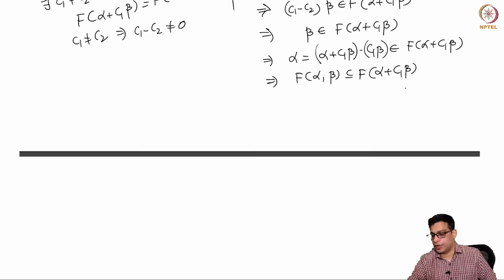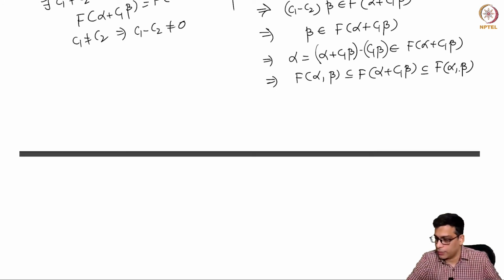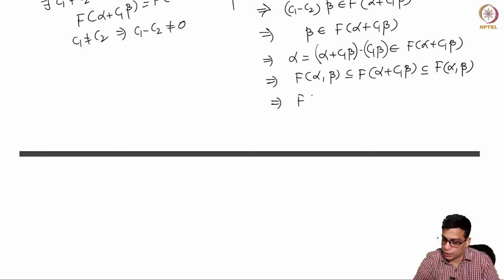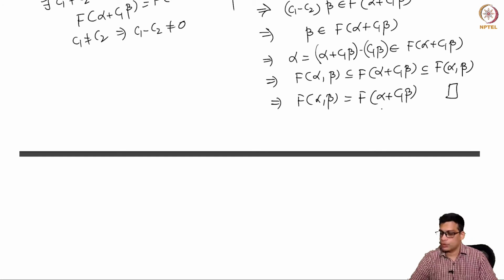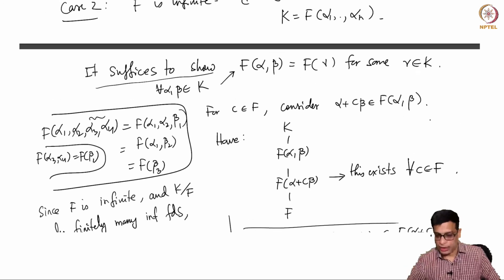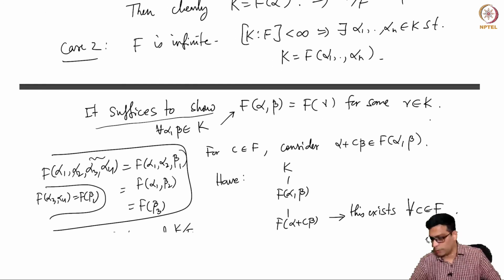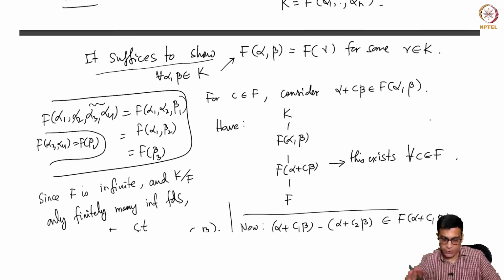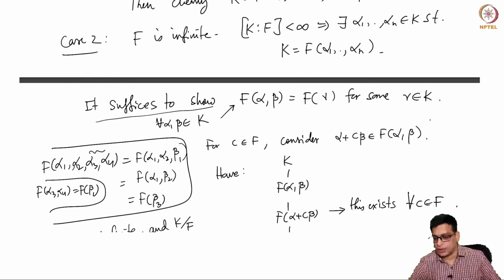That means F(alpha, beta) is contained in this, but this is of course contained in F(alpha, beta). So we are done. So F(alpha, beta) is equal to a single-element extension. So this is a primitive element, as required. So that means any extension generated by two elements can be generated by a single element. So applying that repeatedly, we say that any extension that can be generated by n elements can be generated by one element.